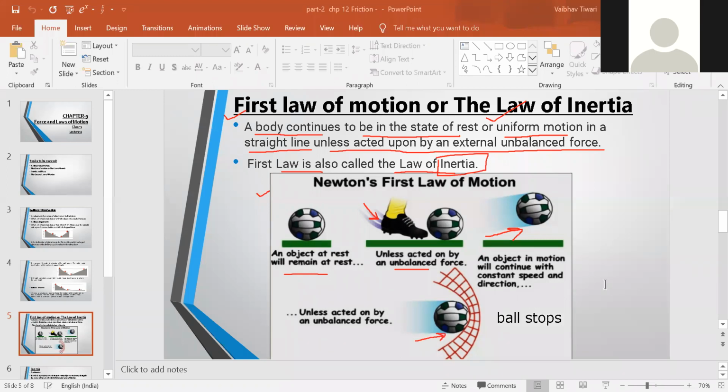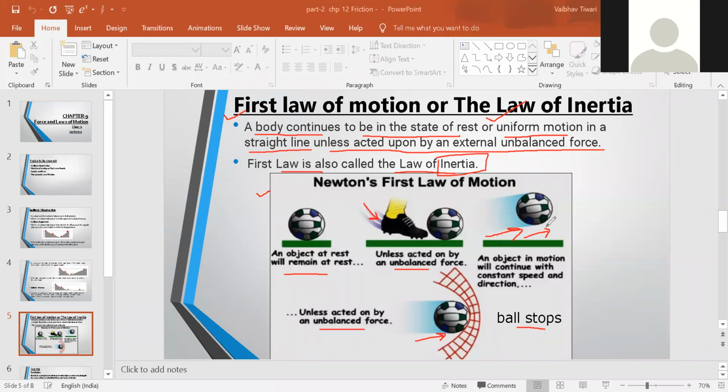Okay, so here the net is applying an unbalanced force on the ball, because of which the state of motion has changed. Earlier the ball was in motion, and now again the ball would be at rest. So from this example, what we can understand is that if an object is at rest, it will stay at rest unless some other force acts on it. Similarly, if an object is in motion, it will stay in motion unless some other force acts on it.